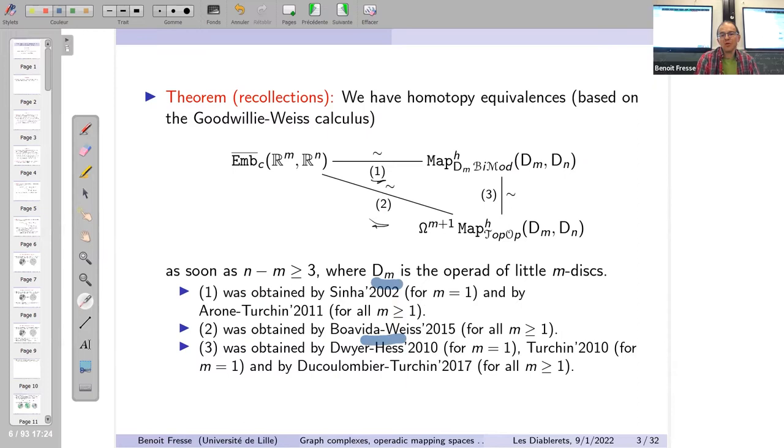And actually, there is also some kind of general delooping statement which relates this operadic mapping space, this space of maps of operad bimodules, to this (m+1)-fold loop space of operad maps. And this was obtained by Dwyer-Hess in 2010, independently by Victor Turchin and by Ducoulombier and Turchin, for all m larger or equal to one, actually. So the statements here are more general. Actually, you have a generalization of this statement where you take something more general than D_n on the target.